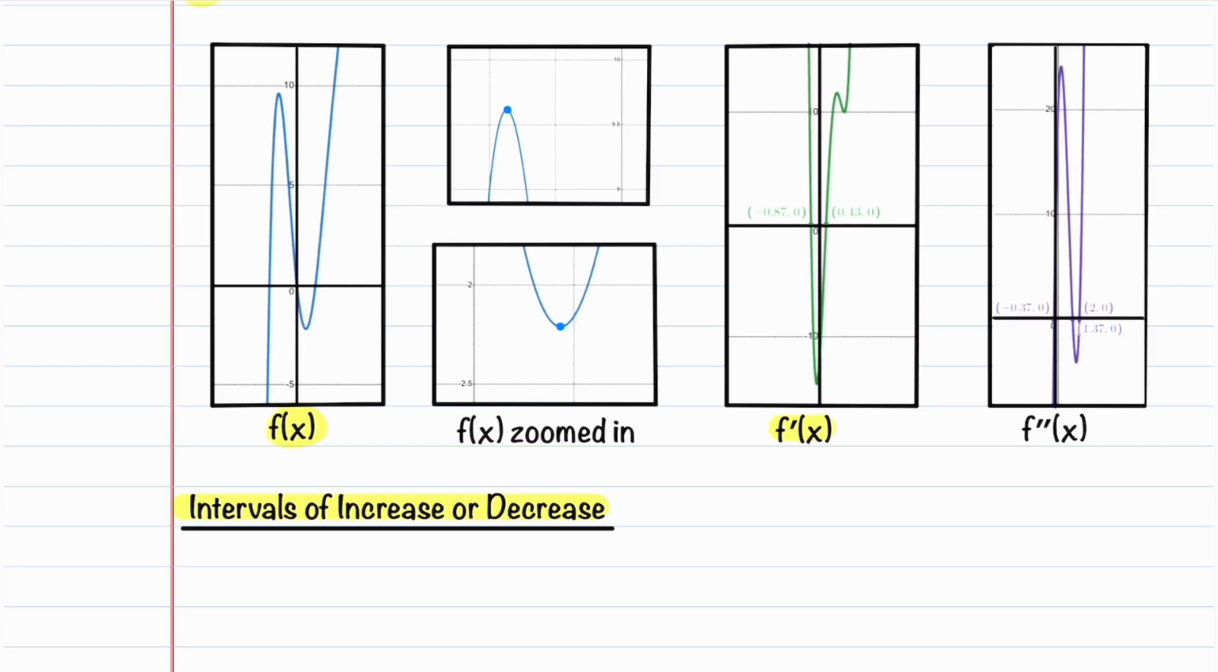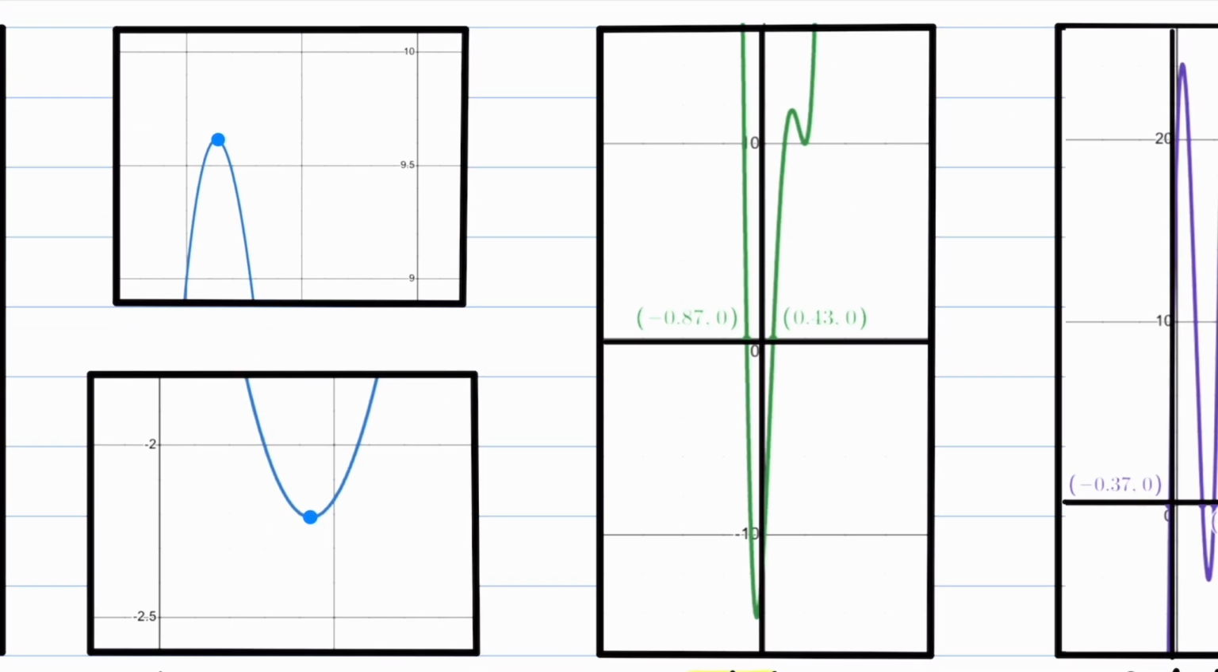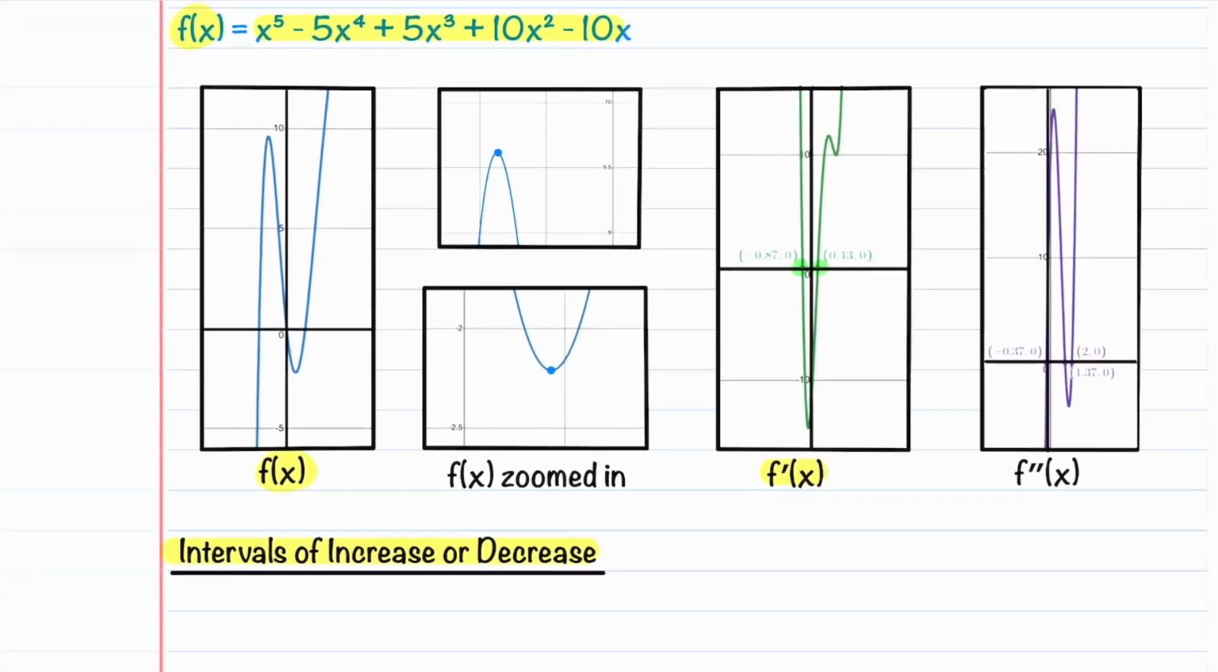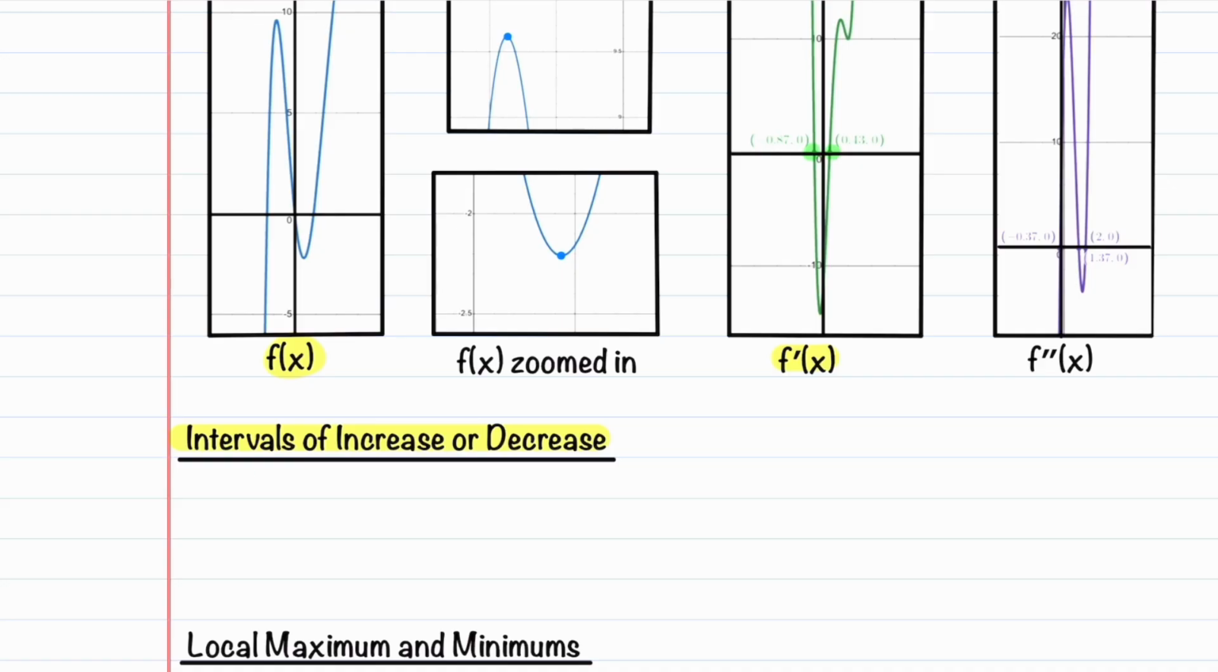To find where f of x is increasing and decreasing, we need to see where f prime of x is equal to 0. If we zoom in on this graph, we can see that it's equal to 0 at this point and this point. So let's write down that f prime is equal to 0 at x is equal to minus 0.87 and 0.43.